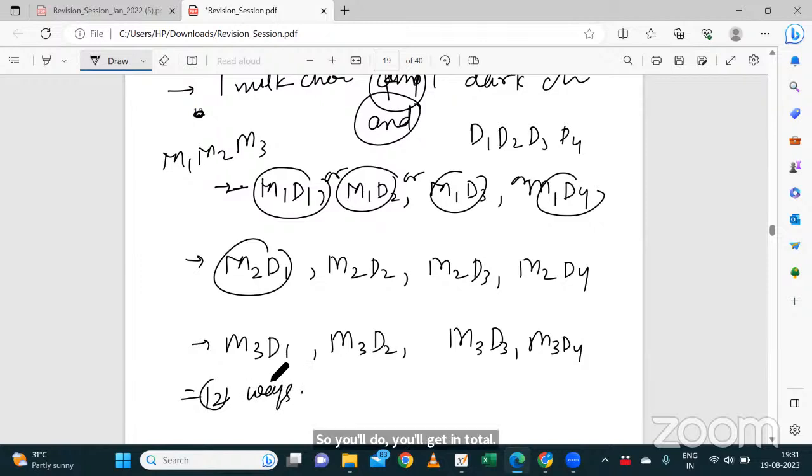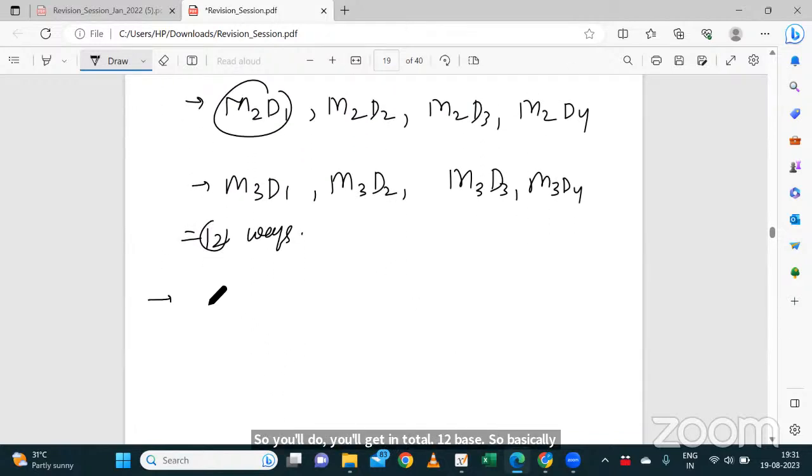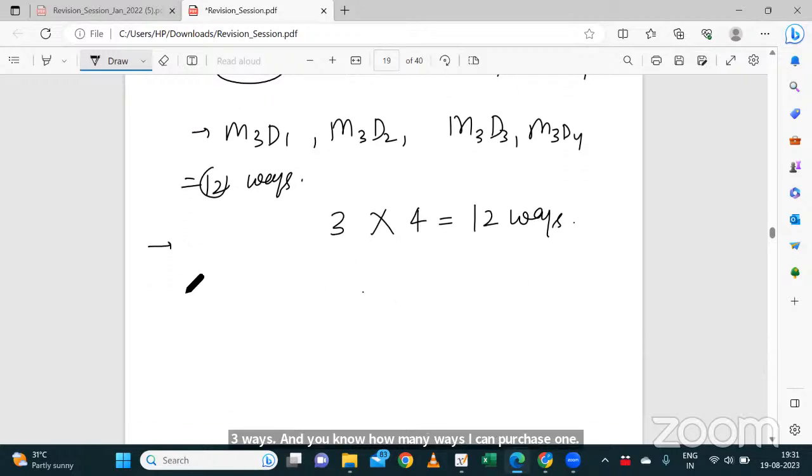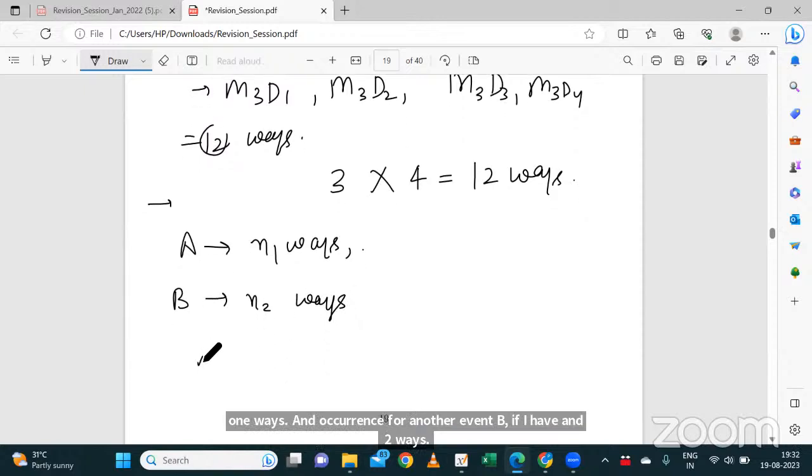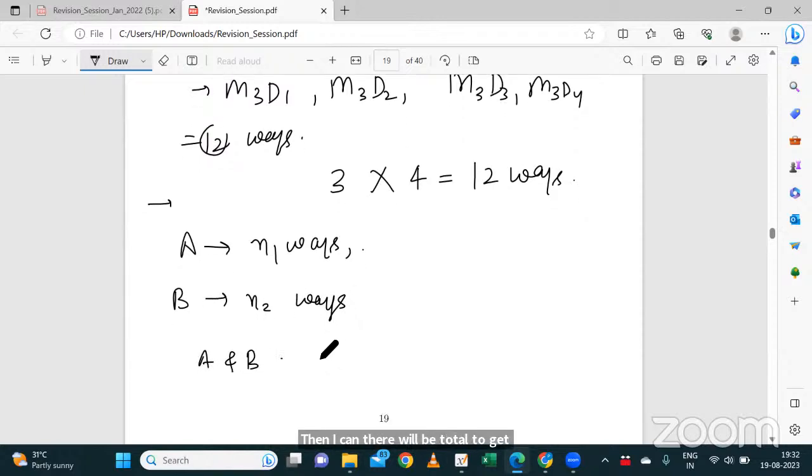So in general, what does the property say? In how many ways can I purchase a milk chocolate? 3 ways. And one dark chocolate? 4 ways. The total is 12 ways. Is this clear? In general, if there is an event A with n1 ways of occurring, and another event B with n2 ways, then to get A and B together there will be a total of n1 into n2 ways. You can extend this for 3 events, 4 events: n1 into n2 into n3 and n4, like that.